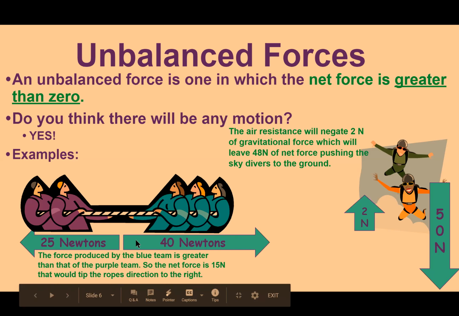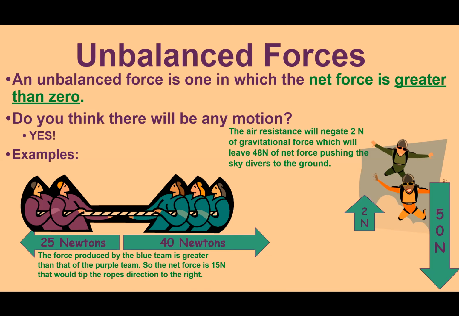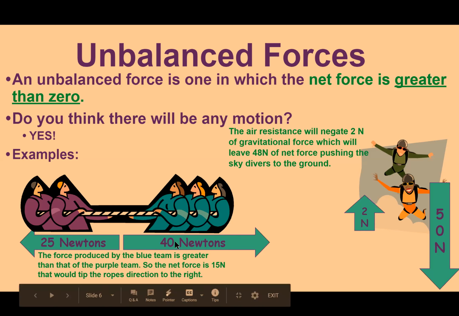Okay, so all you got to do is take the difference. Clearly in the previous slide, there was 40 and 40. So what's the difference between 40 and 25? Well, whenever we say the difference, that means subtraction. So 40 minus 25 will leave you with 15. All right, so 15 newtons in what direction? Well, the arrow kind of tells you here it's going to be to the right. So the force produced by the blue team is greater than that of the purple team. So the net force is 15 newtons, and that would tip the rope directions to the right.